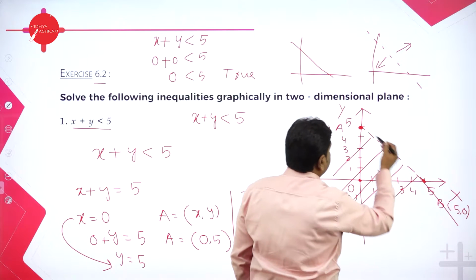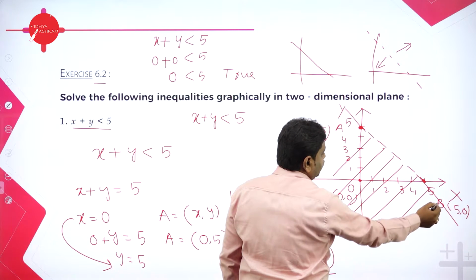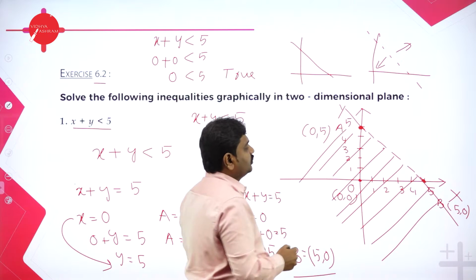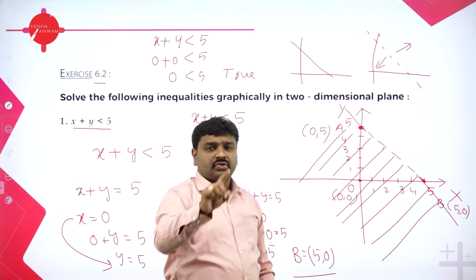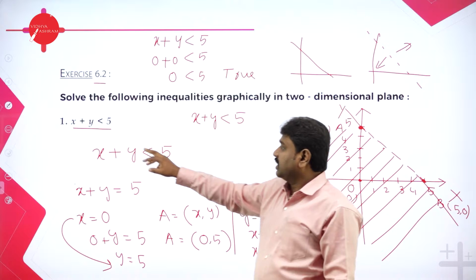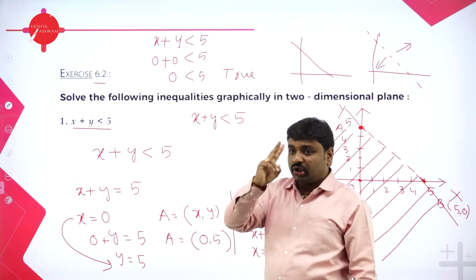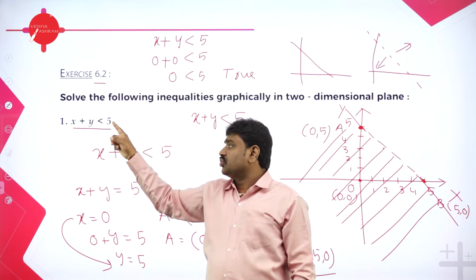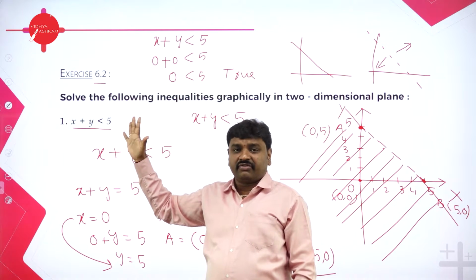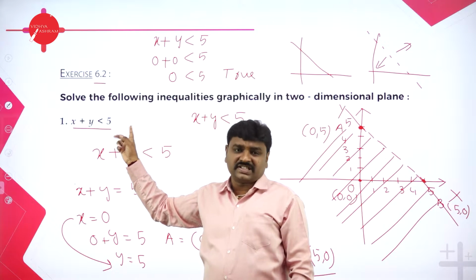And the line may continue to any extent, and shading goes like this. So this is the graphical solution. I hope all of you understood. So they gave an inequality in 2 dimensions with two variables: x plus y is less than 5, strictly less than 5.